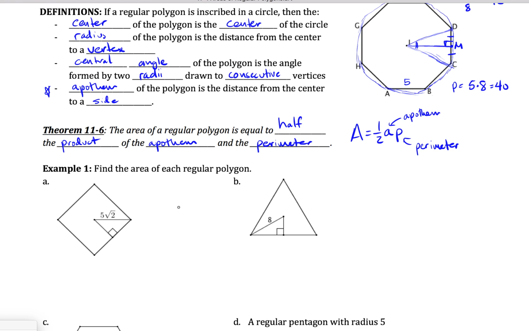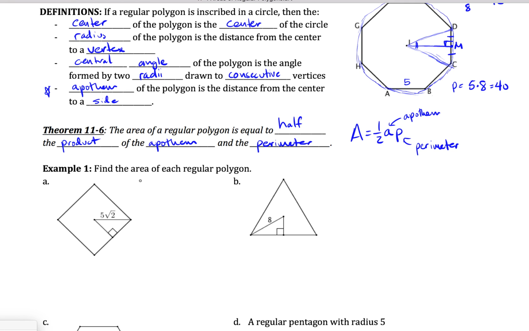Let's look at a couple examples. I'll do the first 3 on this video, and then we'll probably take a look at the last example in class. So here we have, they're each regular polygons. So this looks like a square, and we can assume that it is a square because a square is a regular polygon. It's a regular quadrilateral. It's a quadrilateral where all the sides are congruent and all the angles are congruent.